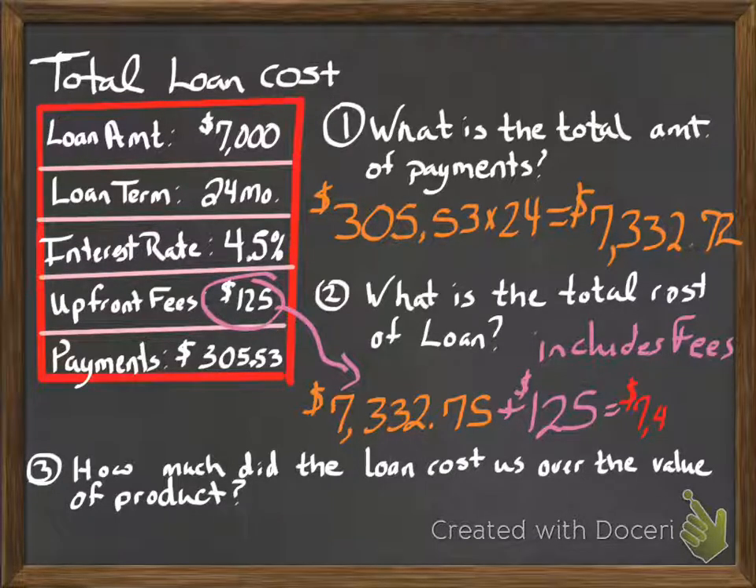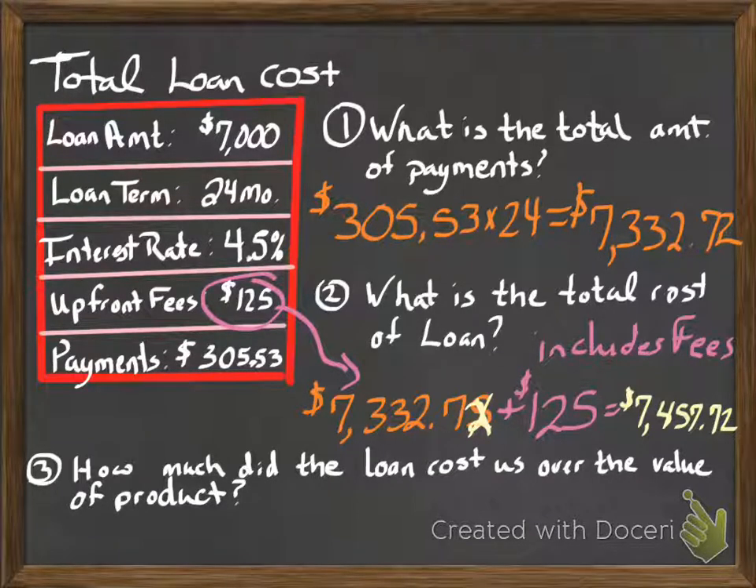Oh, that color didn't show up. Let me change that color, sorry. $7,457.72. Oh, was that 72? Yes, ma'am. That's supposed to be a 2.